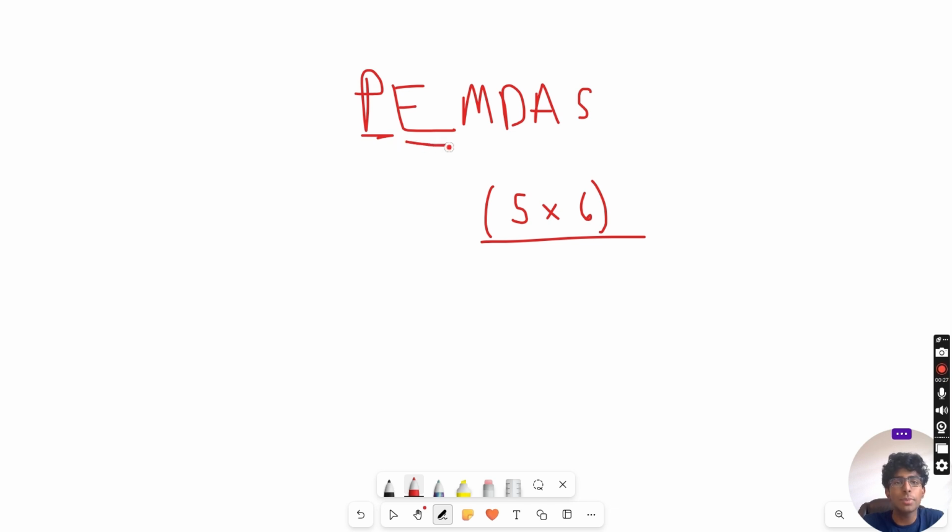The E stands for exponent. So if you have like 2 to the 4th, that would be an exponent. You try to evaluate that before you do any of the other stuff. The M stands for multiplication. The D stands for division. These are interchangeable, meaning when you read a mathematical statement from left to right, whatever comes first between multiplication and division, you would do that first before getting to the other one.